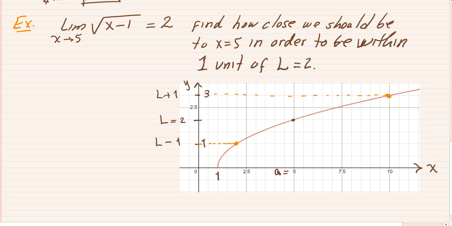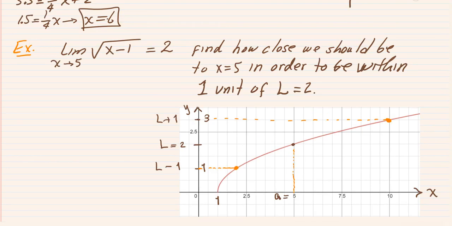Notice this is a nonlinear function, and that's what I was referring to earlier. For linear functions, you would expect a symmetric interval about a, but this time you don't have a symmetric interval about a.